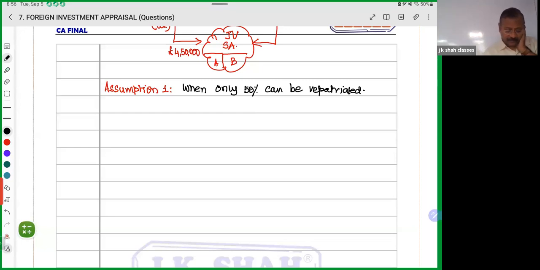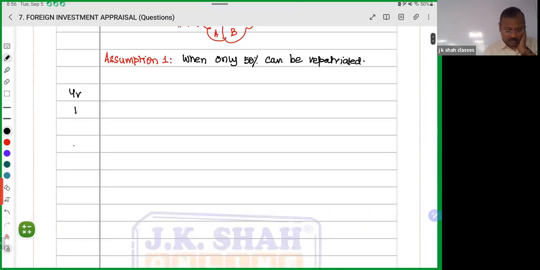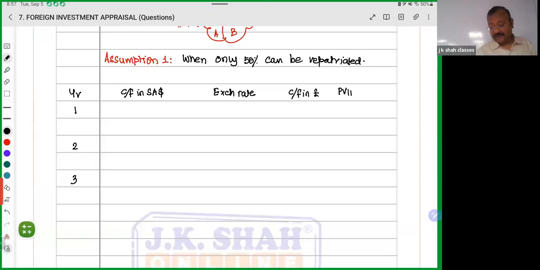Okay. Now, here, how many years is the project? 3 years is the project. Year 1, 2, 3. Cash flows. Now, the primary cash flow will be in South American dollars. Then possibly we'll have to apply the exchange rate on this. Then we would get the cash flow in pounds. Discount this at 18% and get the discounted cash flows in pounds.